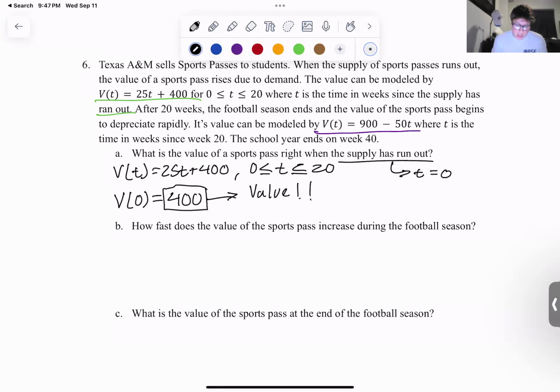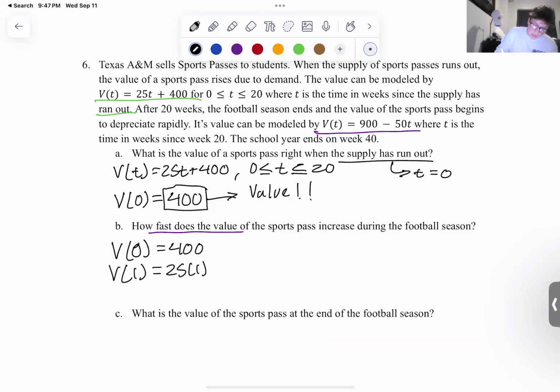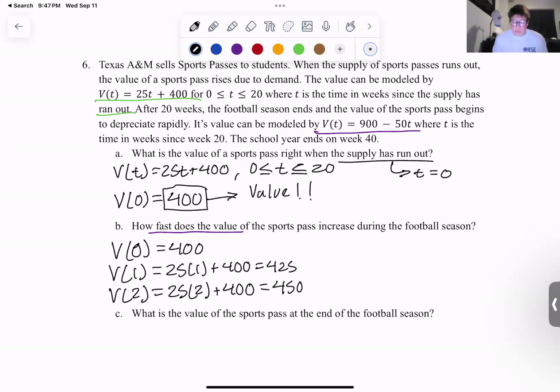How fast does the value of the sports pass increase during the football season? Well, it's basically asking you the rate. What is the rate at which the sports pass's value increases? So we can just test it, right? Let's say week 0, it's 400. What is it week 1? 25 times 1 plus 400 equals 425. What is it week 2? 25 times 2 plus 400. That's going to be 450. So it looks like to me, every week it's increasing by $25. So it increases $25 per week.